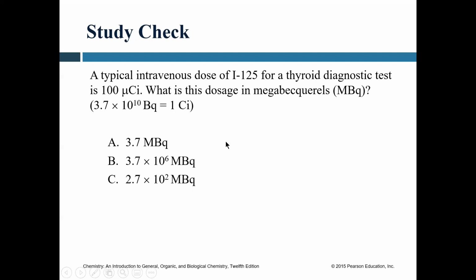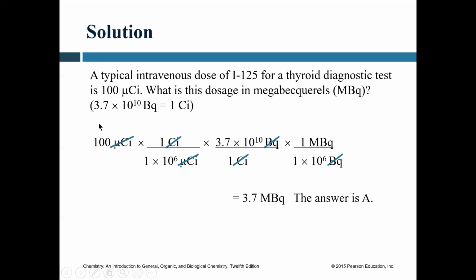Okay, so for this one, we would start with our 100 microcuries, and this micro can be converted into, we can ditch the prefix and go from a microcurie to a curie, knowing that one curie has 1 × 10⁶ microcuries. That's just using our SI prefixes.